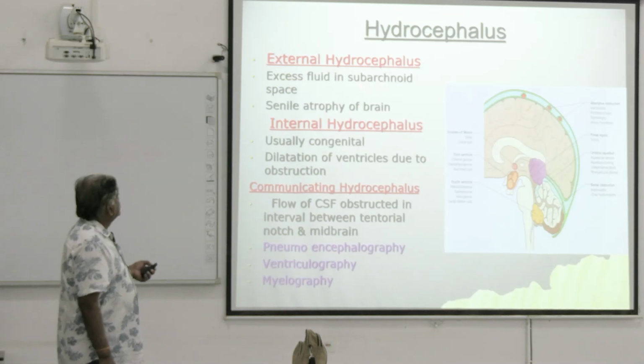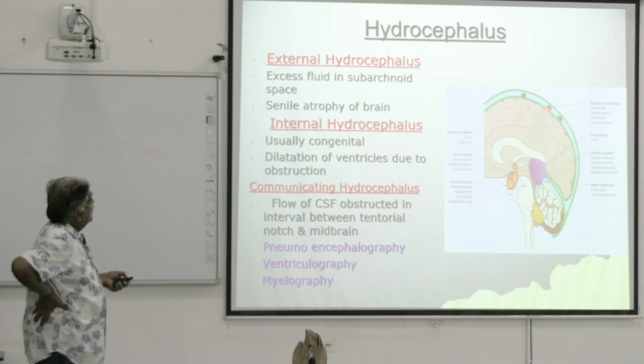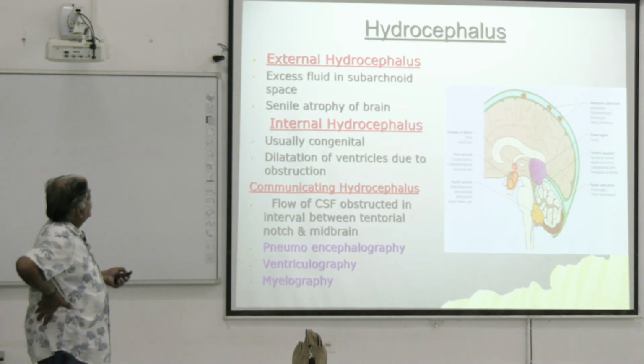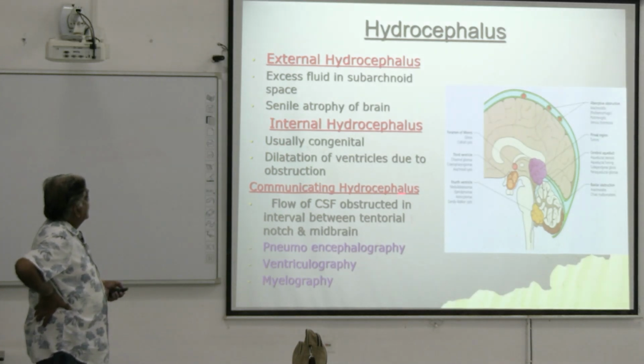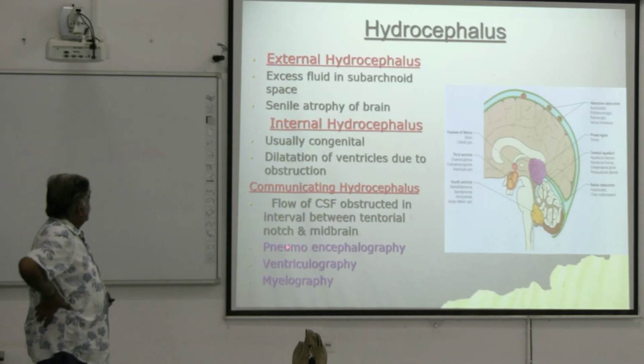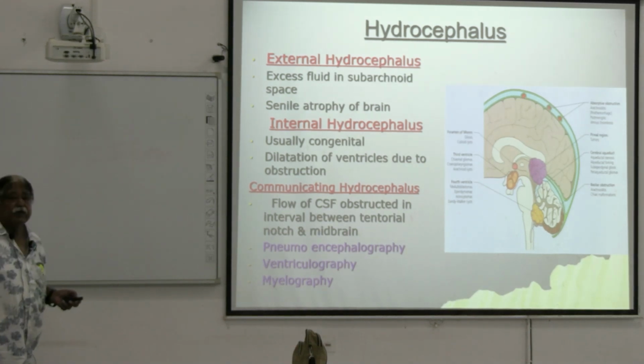Now, hydrocephalus. External hydrocephalus: excess fluid in the subarachnoid space, as in senile atrophy of the brain. Internal hydrocephalus: usually congenital, dilatation of ventricles due to obstruction. Communicating hydrocephalus: flow of CSF is obstructed in the interval between the tentorial notch and midbrain. Pneumoencephalography, ventriculography and myelography are the modes of radiological investigation in hydrocephalus.